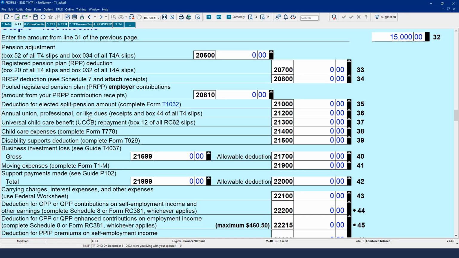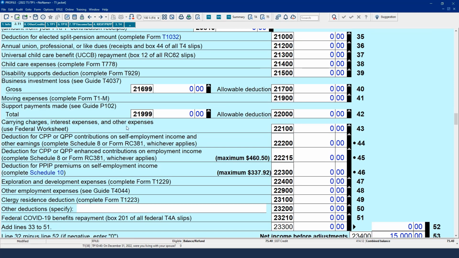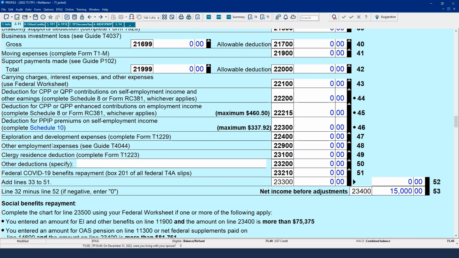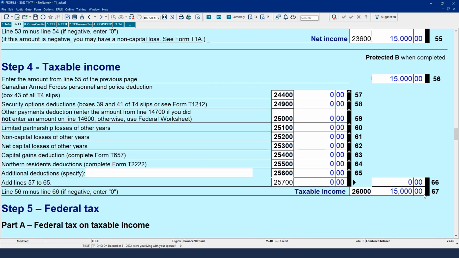You've got your annual union or professional dues. You've got your carrying charges, interest expenses, and other expenses. You've got your employment expenses. So obviously during COVID, the $2 per day for working from home due to COVID, that was a deduction from your total income. So that reduces your net income. For example, in 2022, it was a maximum of $500. So that reduces your net income, therefore reduces your taxable income. So you're saving taxes on $500.